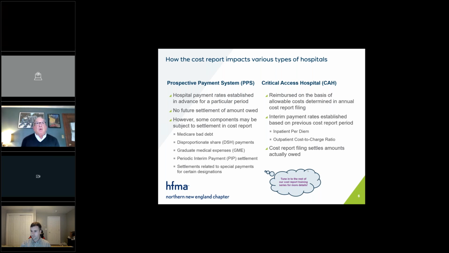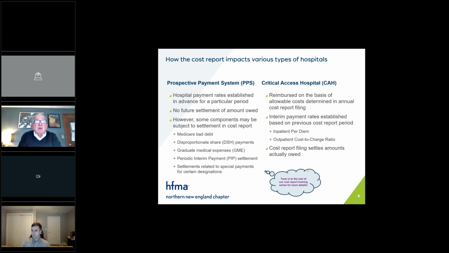Okay, so how does the cost report impact various types of hospitals? Prospective payment systems, which is the PPS hospitals: their rates are established in advance of a particular period. So your inpatient services are paid based on a DRG, not cost, and your outpatient services are also paid on a prospective payment. There really isn't any future settlement owed for inpatient and outpatient services for PPS hospitals.